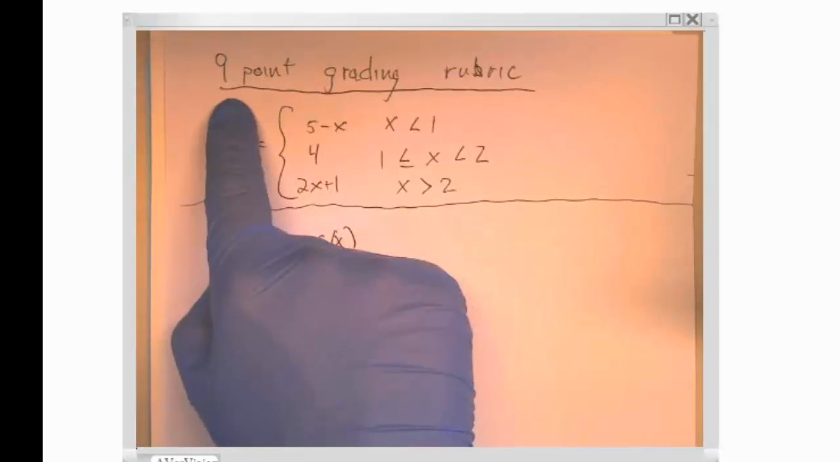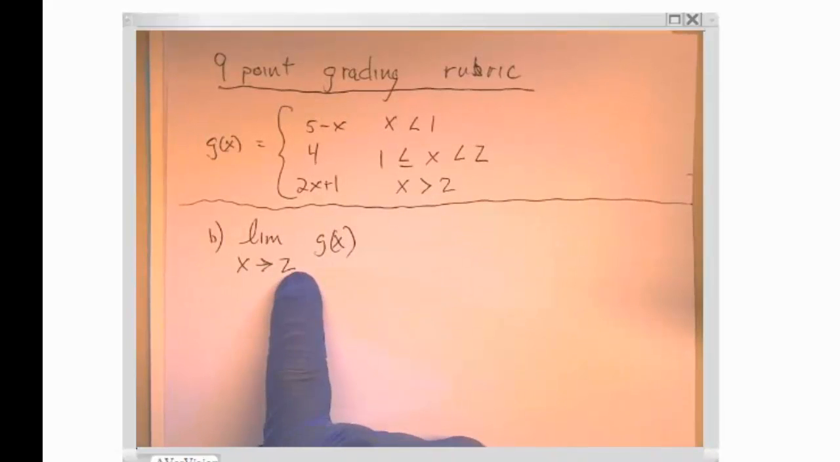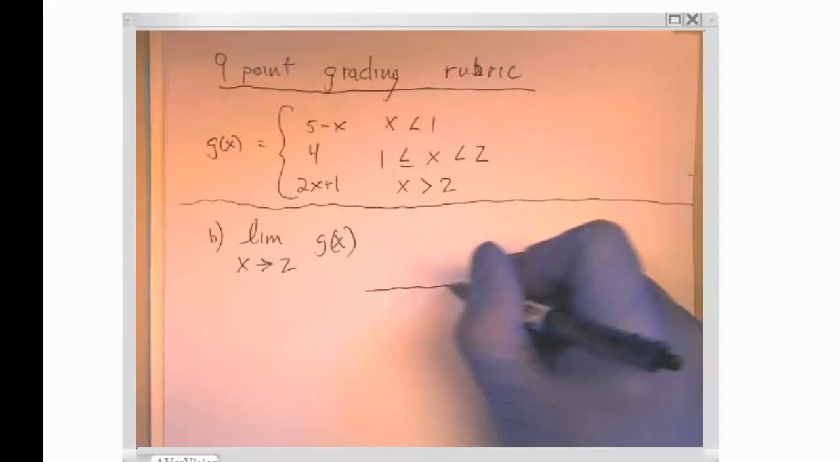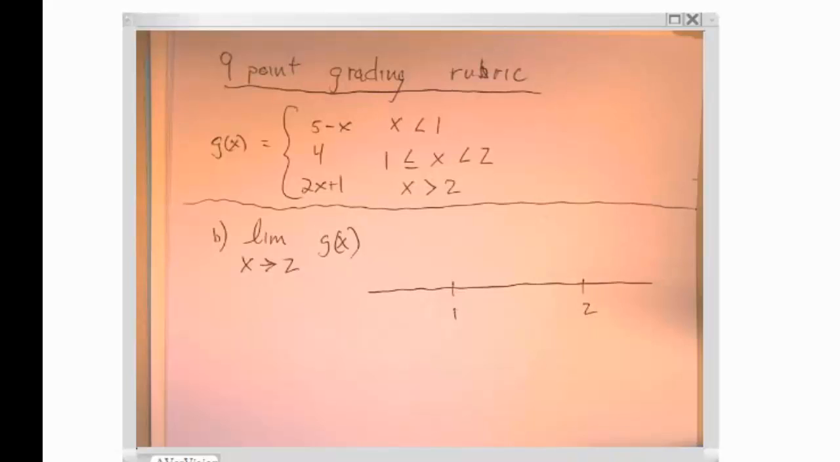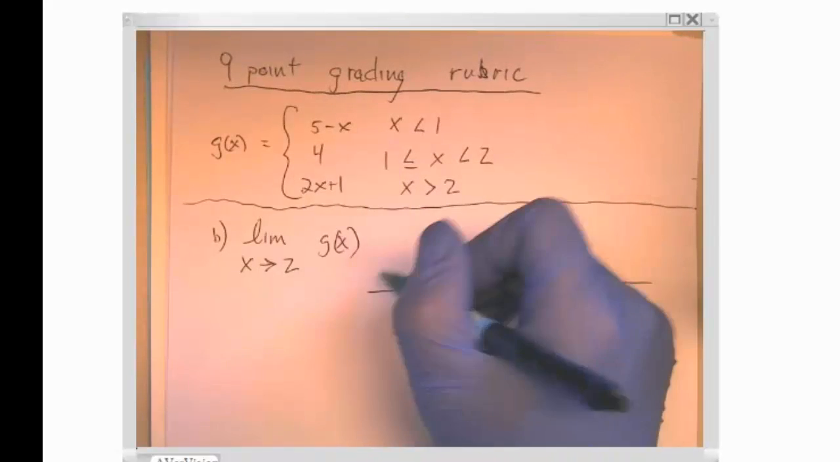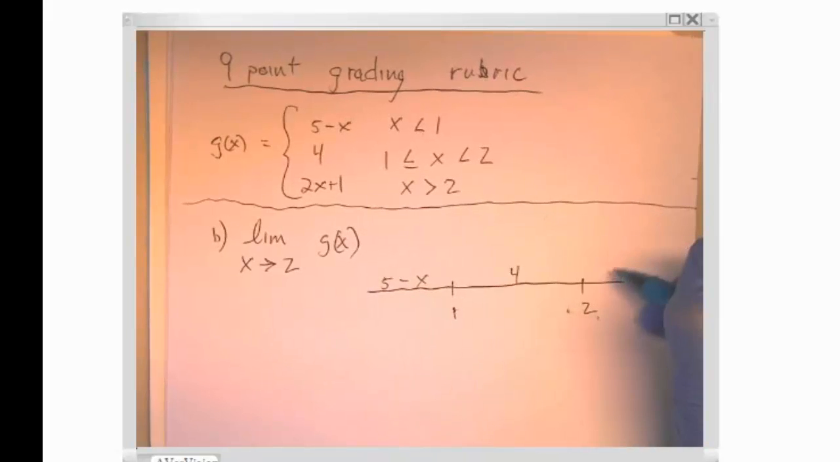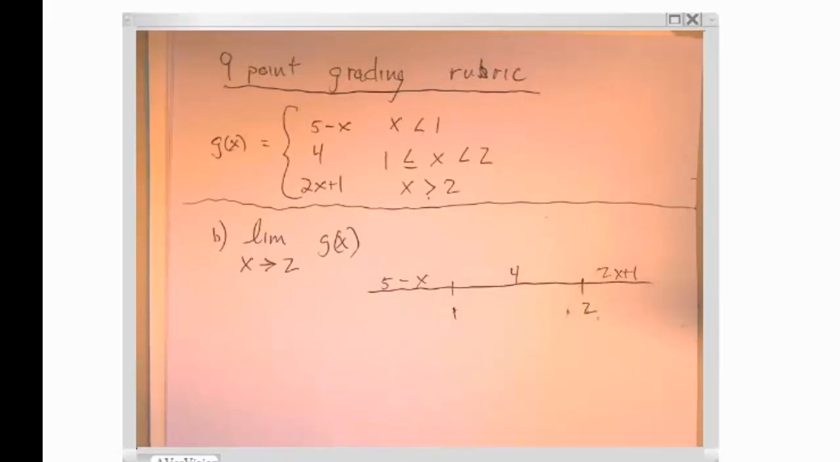Okay, now this is a 9-point grading rubric. So if you have a free response question like this and you want to get all 9 points, this is what you've got to do. The first point you're going to get is from writing in this number line. We have our values 1 and 2. When we're less than 1, g of x is using 5 minus x. Filling out this number line gains you the first point.